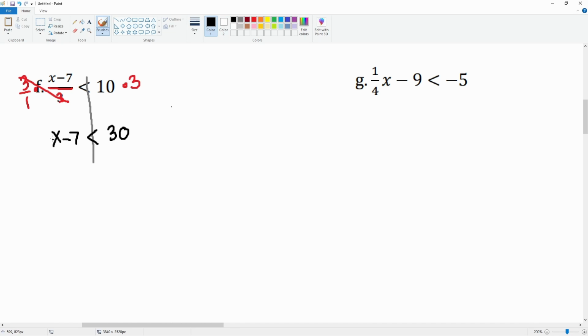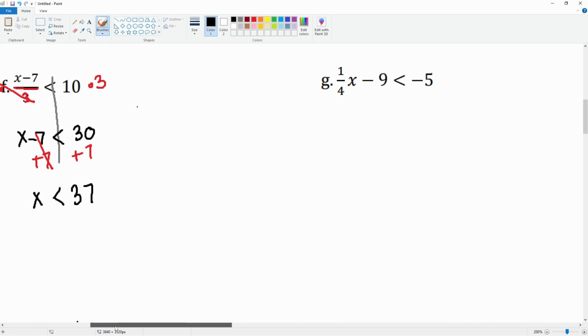Now you just see it's x minus 7. So now I'm going to add 7 to both sides. This cancels because minus 7 plus 7 is 0. Bring down the x, the inequality stays the same. 30 plus 7 is 37. So the answer is just x is less than 37.